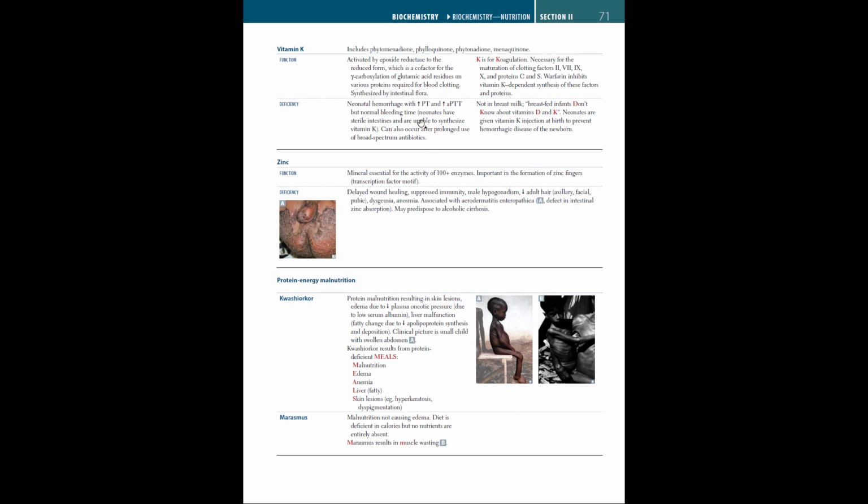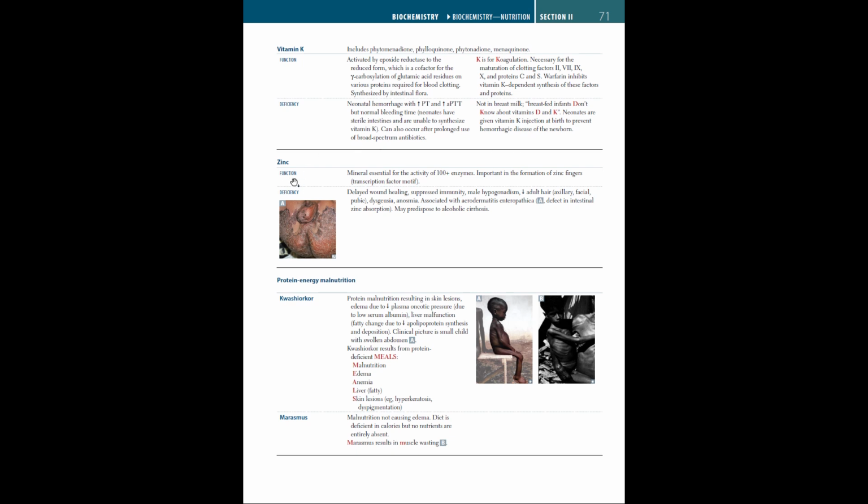Now, vitamin K as well as vitamin D are not in breast milk, so breastfed infants don't get vitamin D and K. So D for vitamin D and K for vitamin K. So that's why neonates are given vitamin K injections at birth to prevent hemorrhagic disease of the newborn. Now, vitamin D is given throughout the newborn's first year of life.